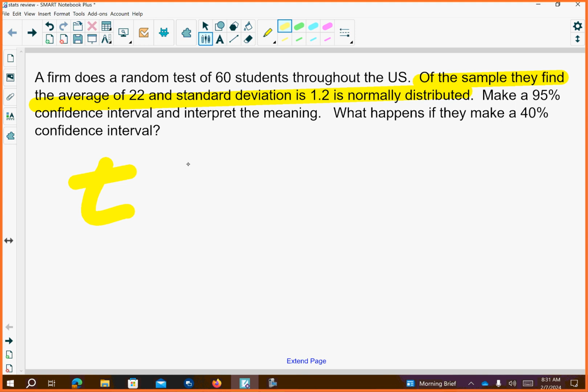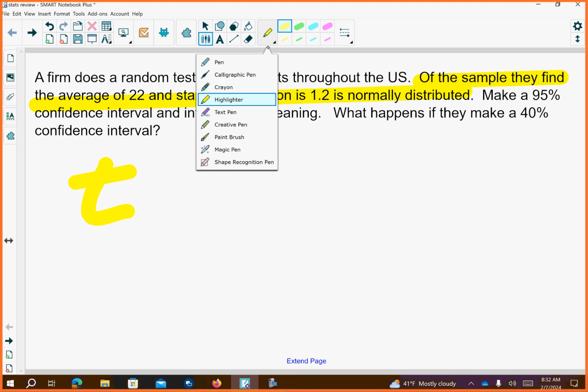We satisfied the more than 30 students, which is great, but the standard deviation came from the sample, which means it has to be a t-distribution and not a normal distribution. Does that make sense? If you see a curveball like that, that might be something to look at. Now, if they tell you that we already know the standard deviation of the entire population, that's great. As long as we're above 30 students, we'll use a normal distribution, but we'll use a t on this one.